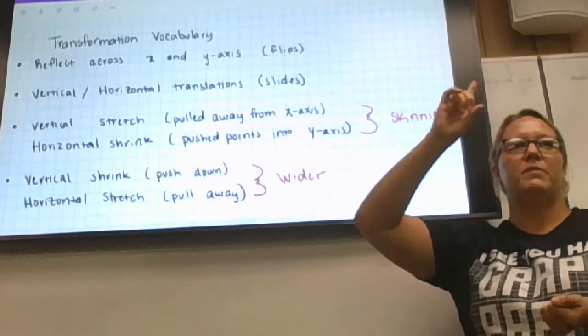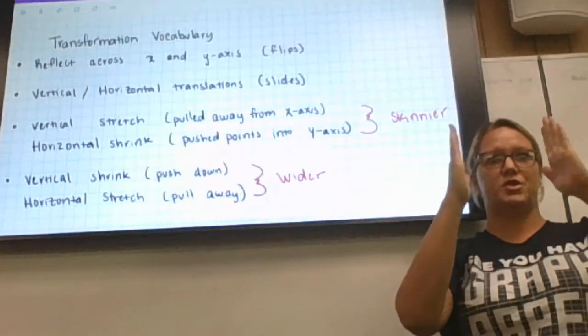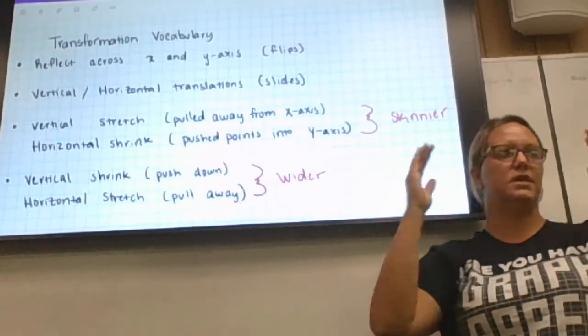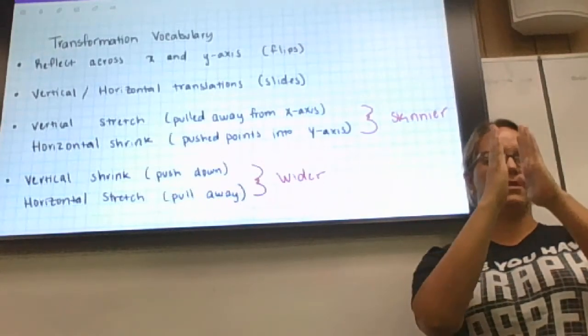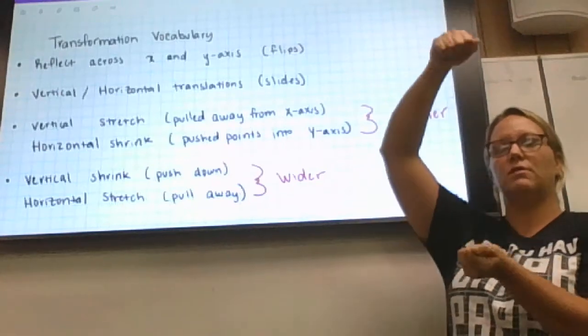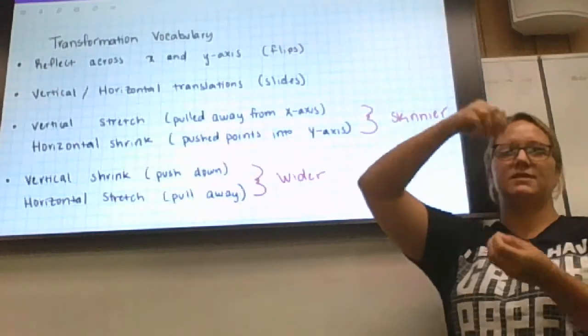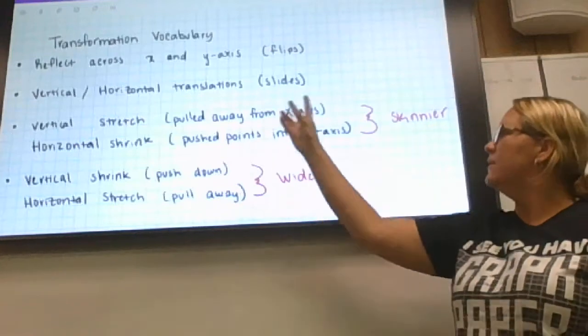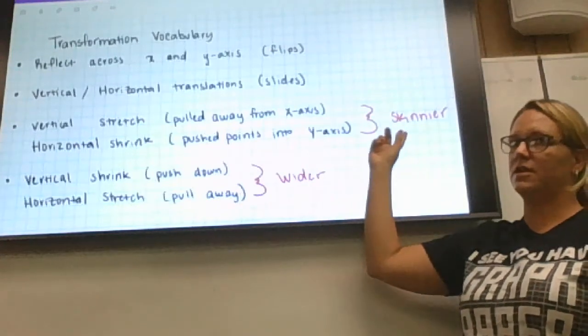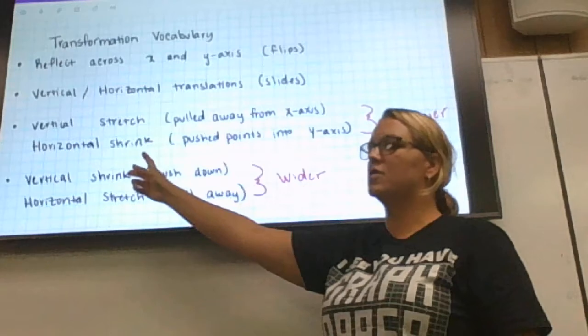There's another thing though that makes it skinnier, and that's a horizontal shrink. So it appears the same when you push a rubber band in horizontally and when you pull a rubber band up vertically, it makes it skinnier, right? So there's two ways to describe a skinnier graph: vertical stretch or horizontal shrink.